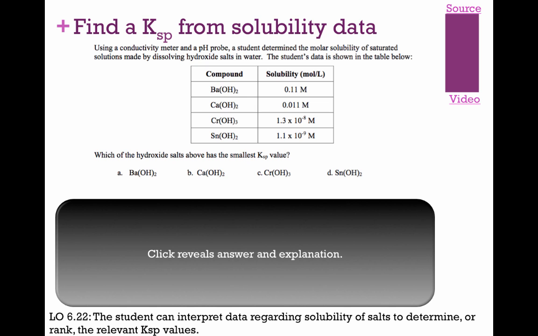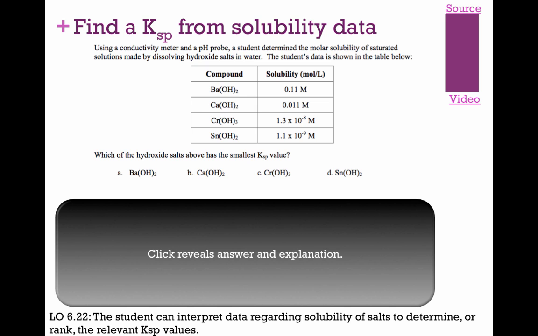So what we have to do in this case is solve for Ksp for each one of these, because our subscripts are not the same. To solve for Ksp for each, I'm going to write out one of the equations, just to review writing your Ksp. So for barium hydroxide, which is a solid, and I know it's a solid because it tells me we're determining the molar solubility of saturated solutions made by dissolving. So I have to dissolve these solids into water. My molar solubility of barium hydroxide, they gave me as 0.11 molar.